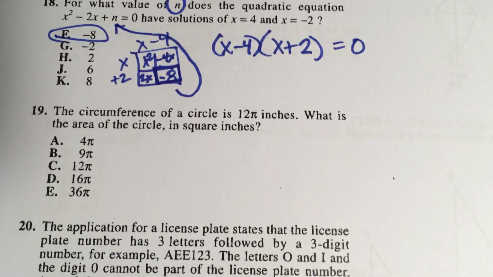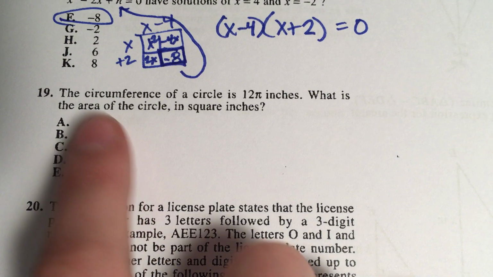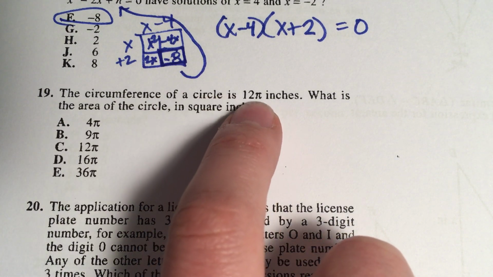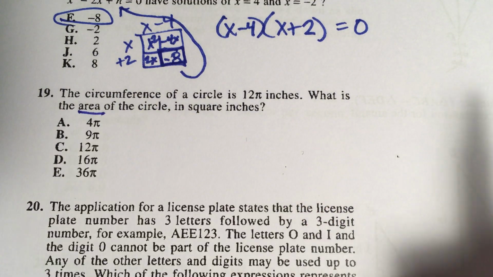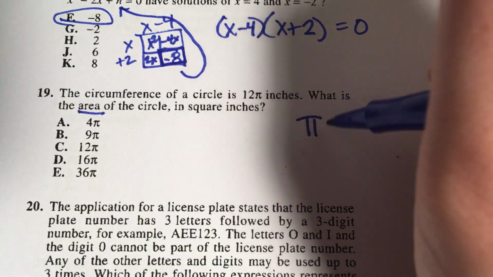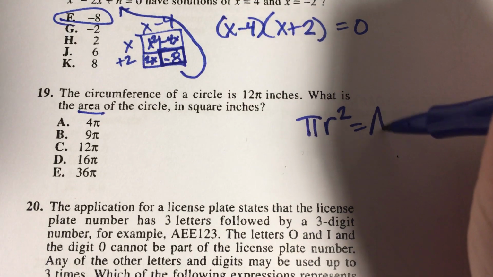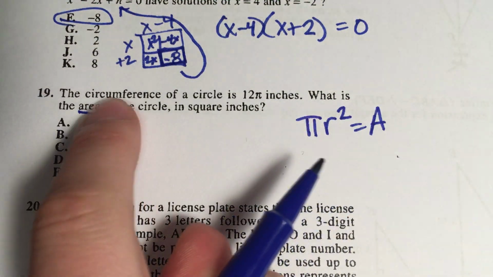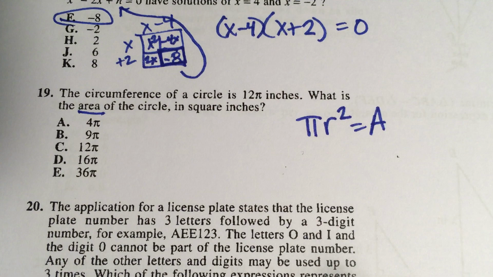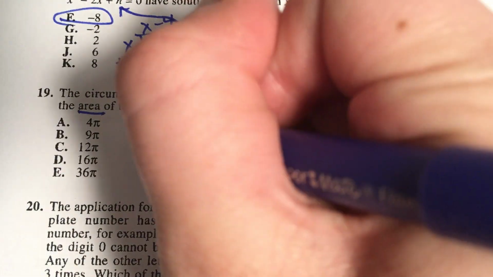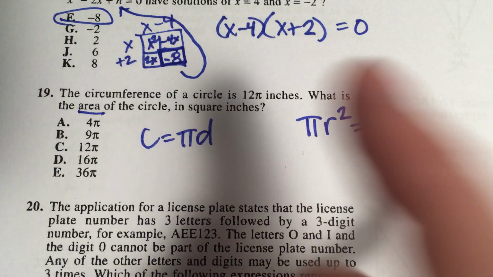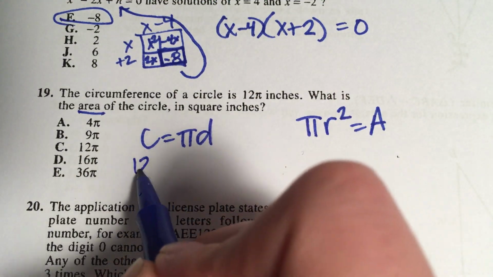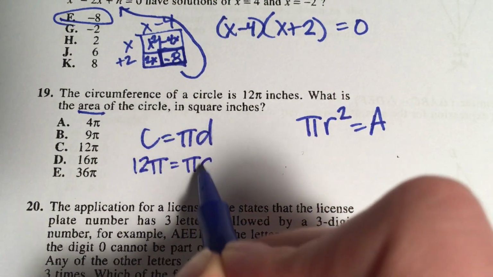Cool. For number 19, it says the circumference of a circle is 12 pi inches. What's the area of the circle? So we need to know the area. I know area is pi r squared. It sounds like area to me. They tell me the circumference is 12 pi. So if I need circumference, I use pi d. So my circumference is 12 pi, and that's the same as pi d.